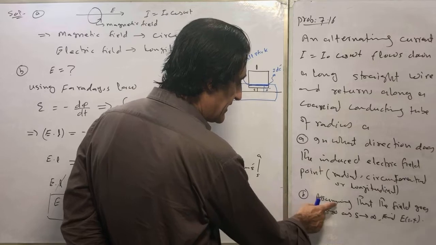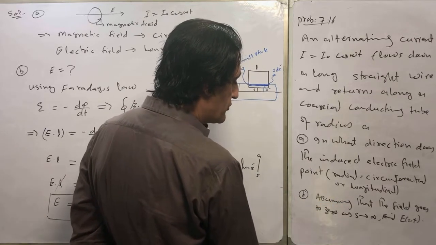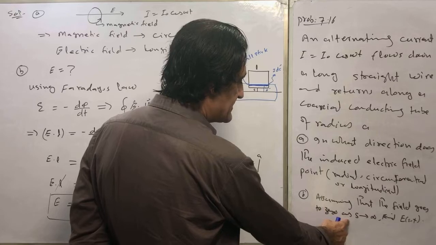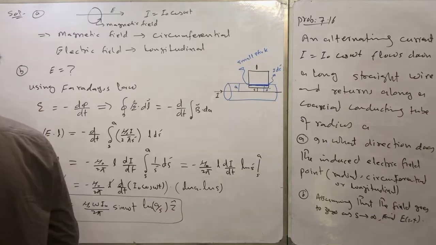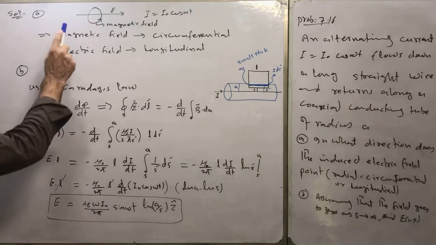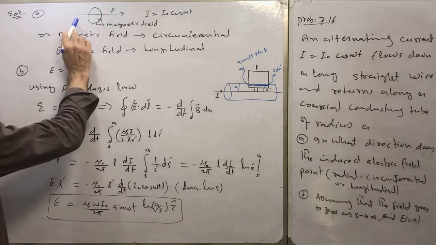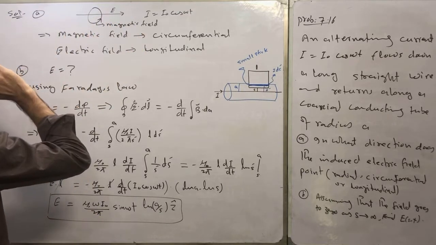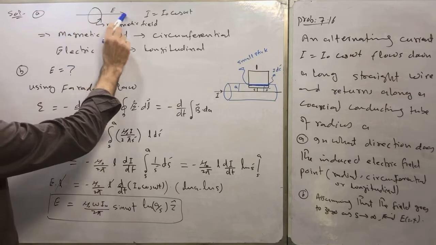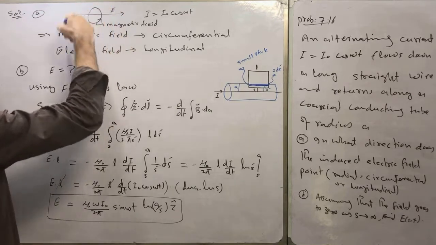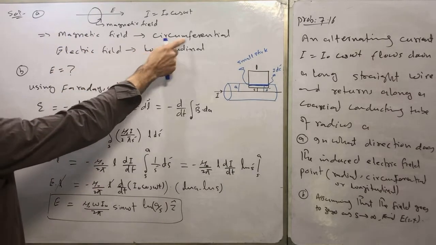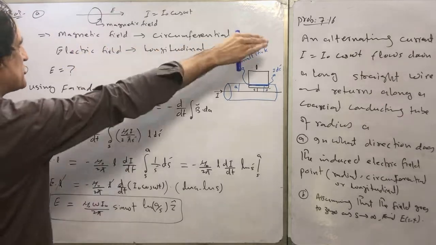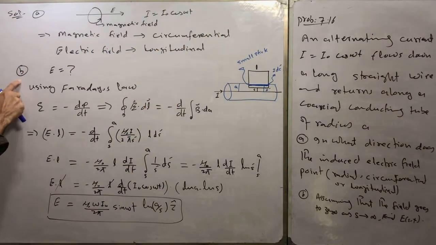The second point is, assuming that the field goes to 0 as s tends to infinity, find the electric field. The solution is: if we have a long straight wire carrying a current I in this direction, then the electric field will be in this direction, but the magnetic field will be circumferential. So it is very easy. The magnetic field will be circumferential and the electric field will be longitudinal.